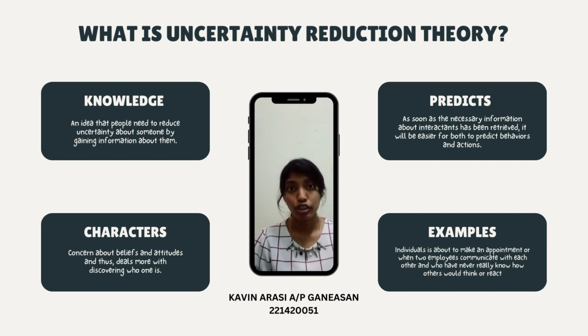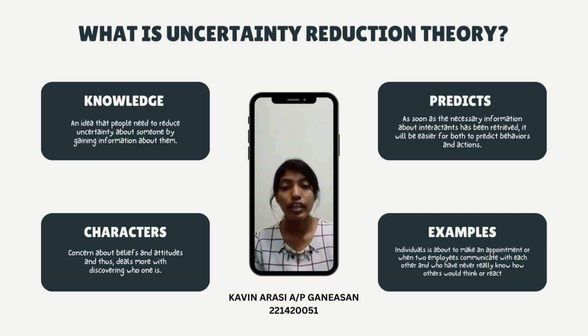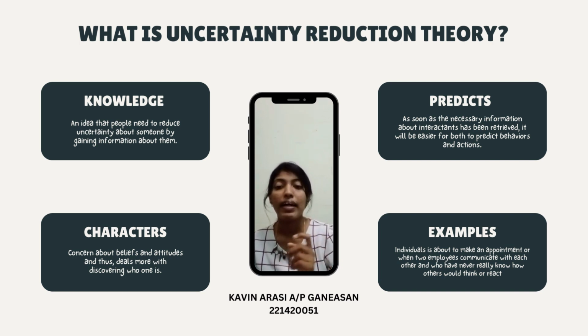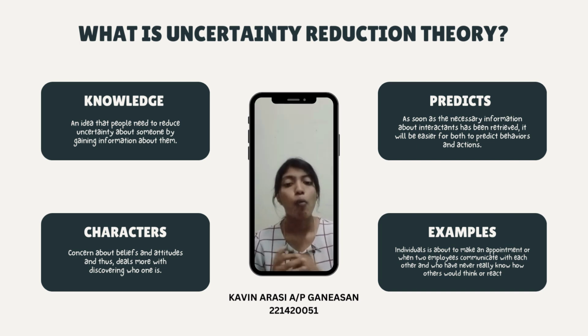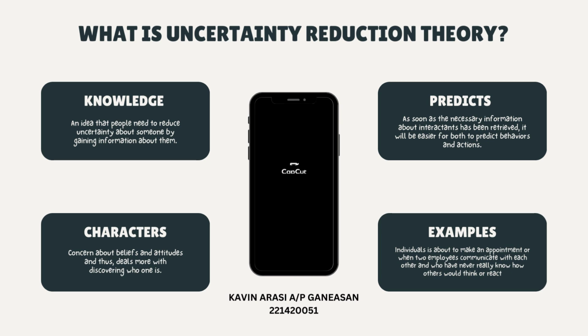According to the uncertainty reduction theory, people can have cognitive and behavioral uncertainty. Cognitive uncertainty is concerned with the beliefs and attitudes in a particular situation. For instance, one could have doubts about why another person acts in a specific way, and questions may arise that could make the individual uncertain. An individual is about to make an appointment, or two employees communicate with each other who have never met in the past. Uncertainty can be found in both cases.